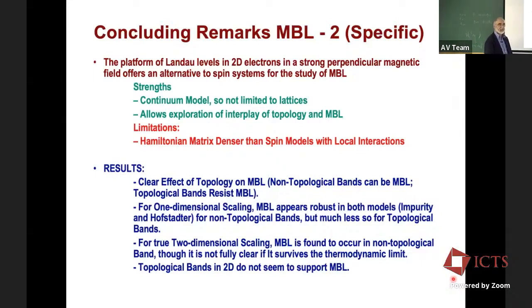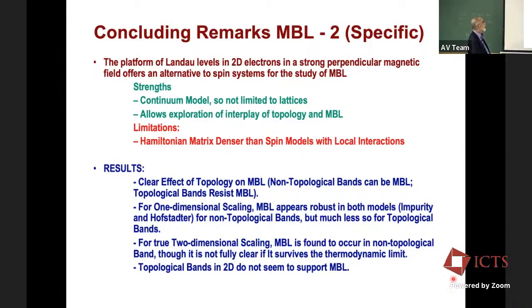Right, yeah, exactly. In two dimensions, the statement is that at the center of the band, you always have a diverging localization length. So the platform of Landau levels in two dimensions is an alternative. That's what I've tried to show.